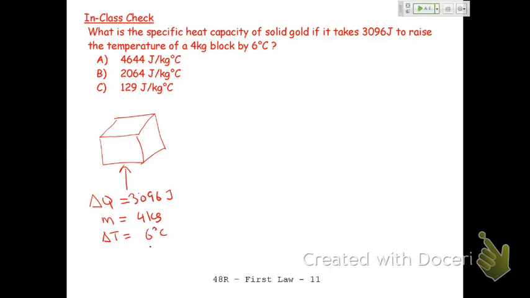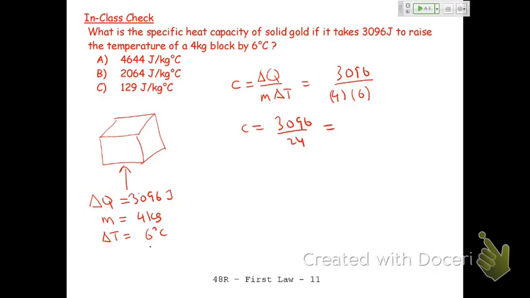So I say my C is equal to Q, sometimes delta Q, because it's the amount of heat, or the heat change, over M delta T. So this is going to be 3096 over 4 times 6. C is equal to 3096 over 24, which equals 129. 3096 divided by 24 equals 129 joules per kilogram degree C. So there's a thing on specific heat.